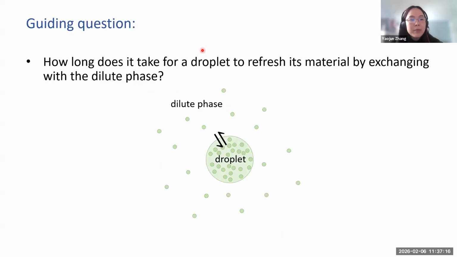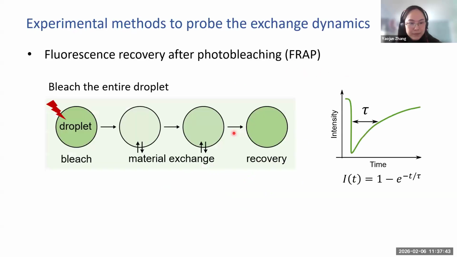Okay, so here is the problem of interest. We have a condensate surrounded by dilute phase. Molecules are diffusing inside and outside of the condensate. The only difference is that inside the condensate, we have a much higher concentration. Okay, and the simplest question we can ask here is how long does it take for a droplet to refresh its material by exchanging with the dilute phase?